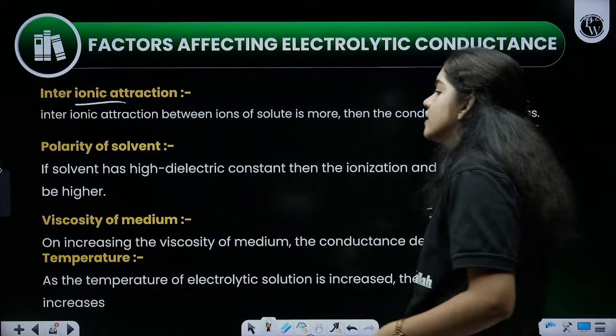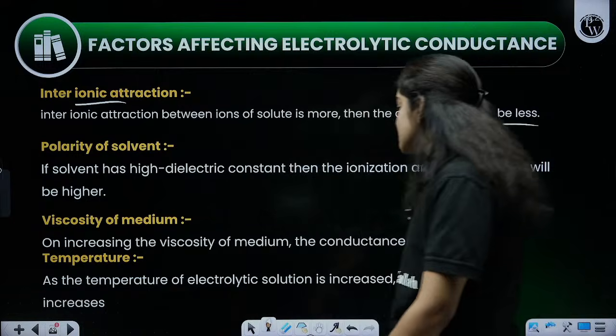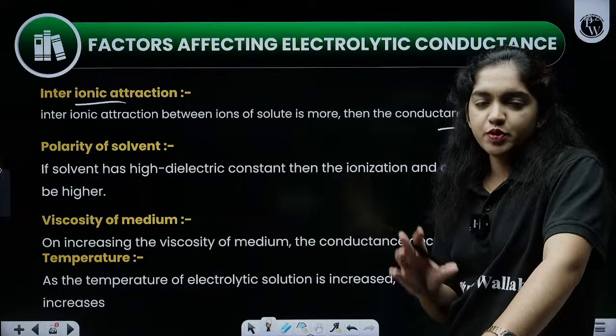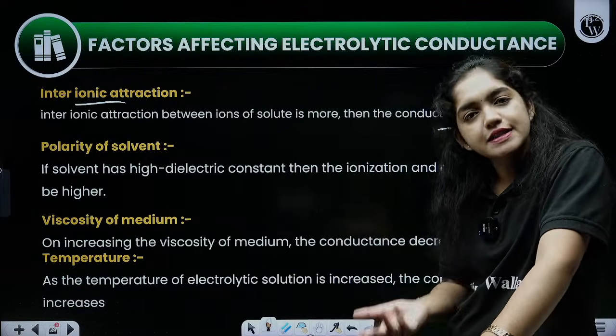Then the next one, viscosity of the medium. On increasing the viscosity of the medium, the conductance decreases. Viscosity, we know the force of attraction between the molecules is very high. What will happen? The conductance will decrease.